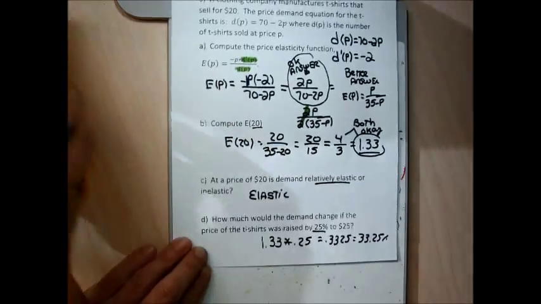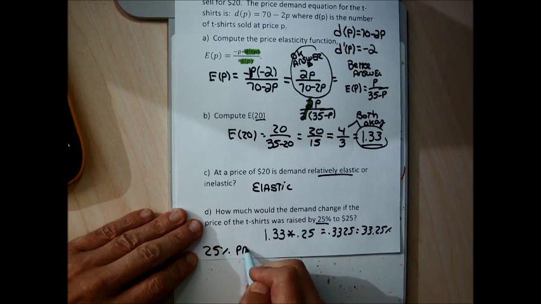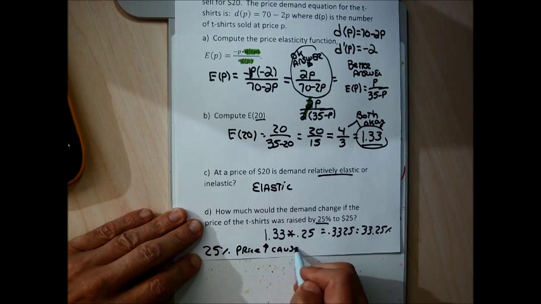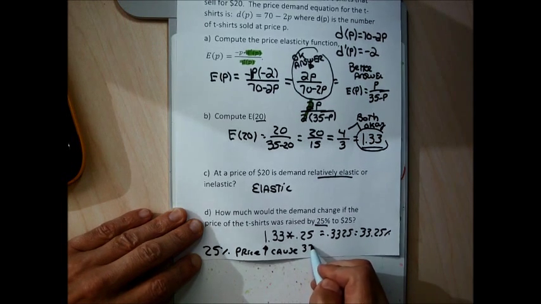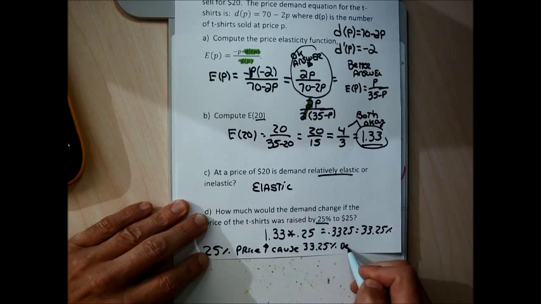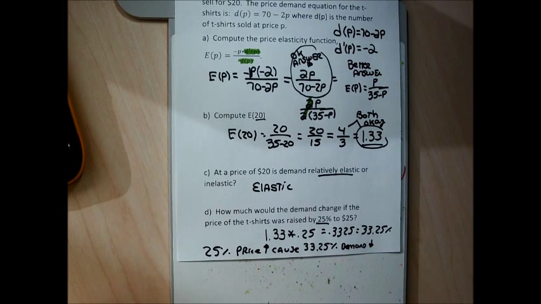33.25%, which says a 25% price increase will cause a 33.25% demand decrease. That means it's relatively elastic because you get a bigger drop in demand than the price increase.